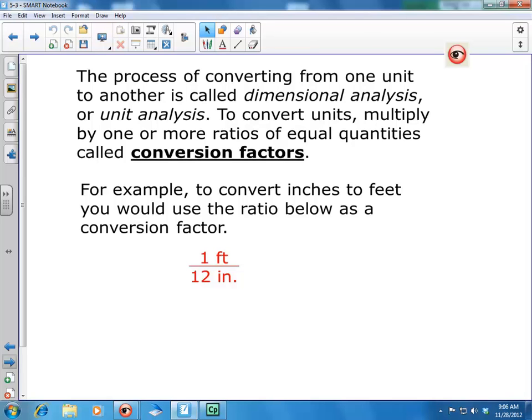I gave you guys a conversion chart that tells you all of your conversion factors. But we're going to be working on converting bigger things. And also how to write it. How we write it is important also, and you'll see that here in just a moment.